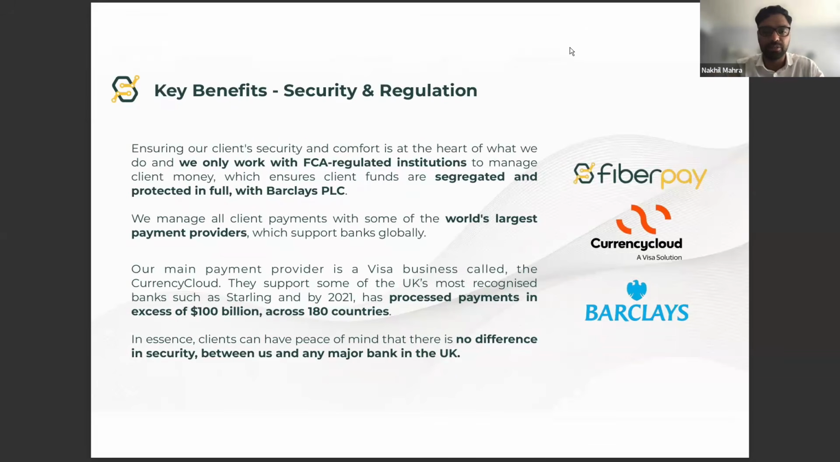So you're protected, all the security is top of the line, and all the latest technology has been implemented to make sure funds can be sent and received safely and very quickly. In terms of everything we have in place, there is no real difference between using someone like us or a major bank. The security element is exactly the same.